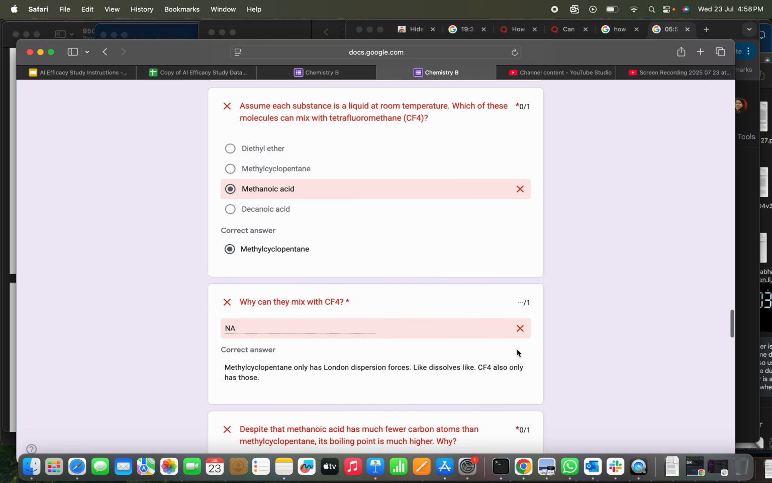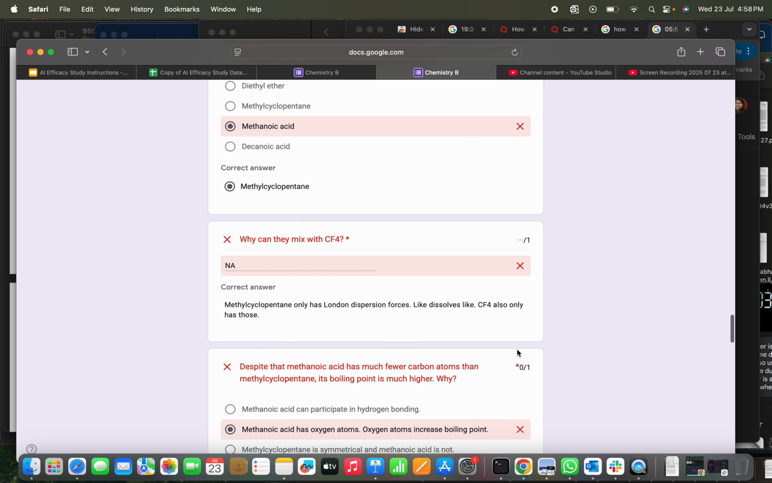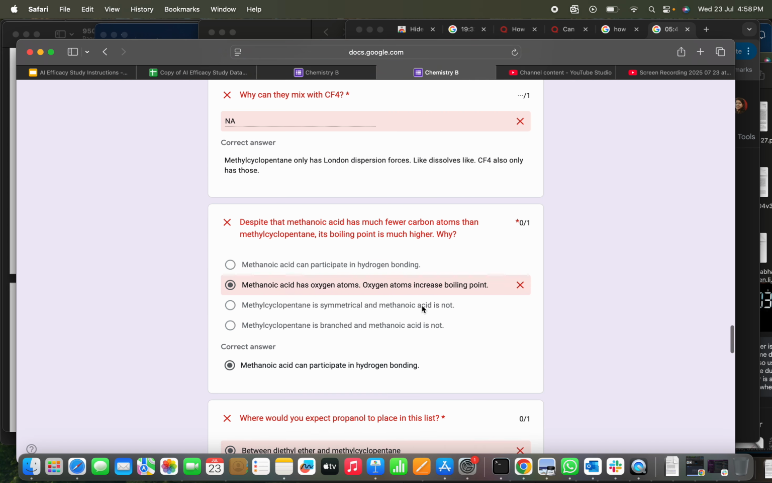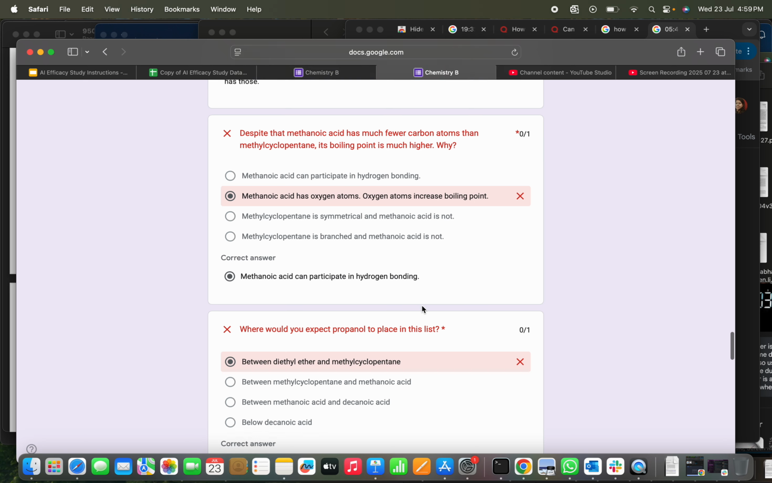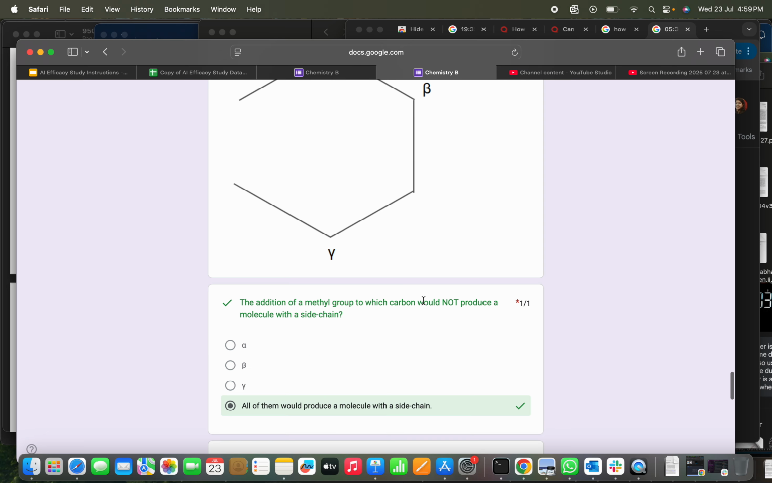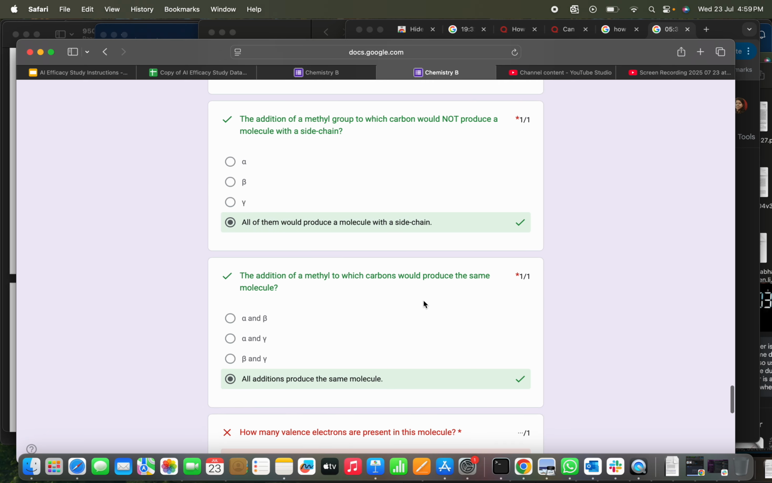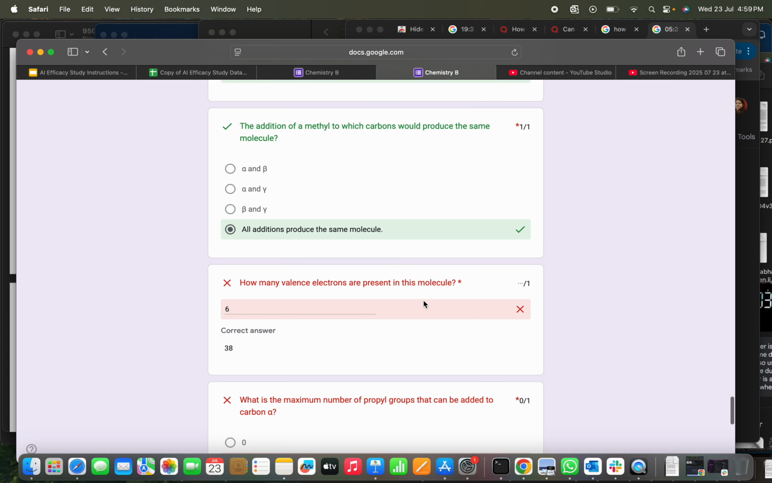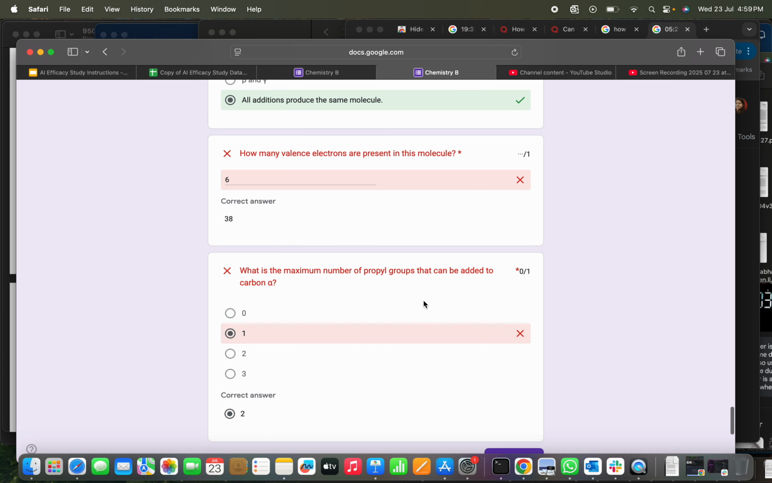Why can they mix with CF4? Methyl has only one. I am not sure about this. But methanoic acid has an oxygen atom. Oxygen atom increases the boiling point. Carbon would not produce. Yes. Electrons. I got that one wrong.